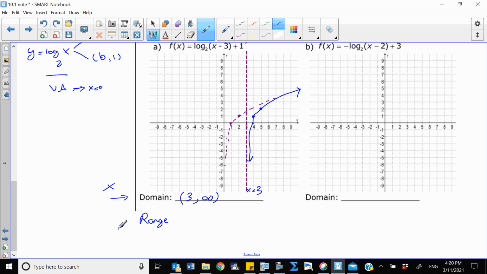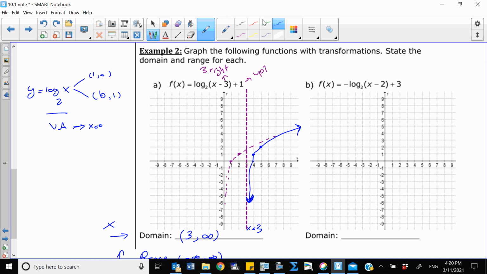For range, we move bottom to top and look for the y value. So as I'm moving from bottom to top, I see that my function has an arrow here, so that means it's going to negative infinity. And from the top side it also has an arrow, that means it's going to continue to the top, and eventually it's going to cover all the y values from top and the bottom. So it's negative infinity to infinity.